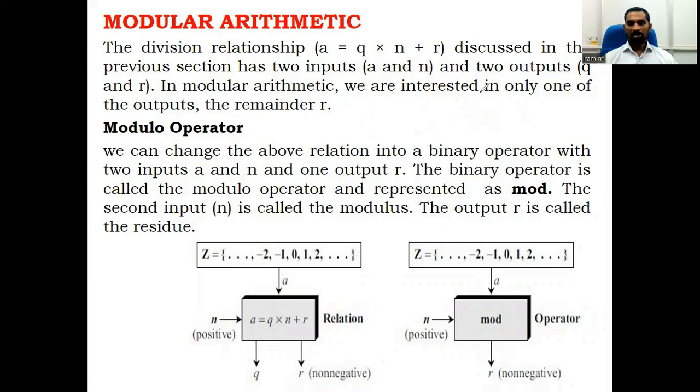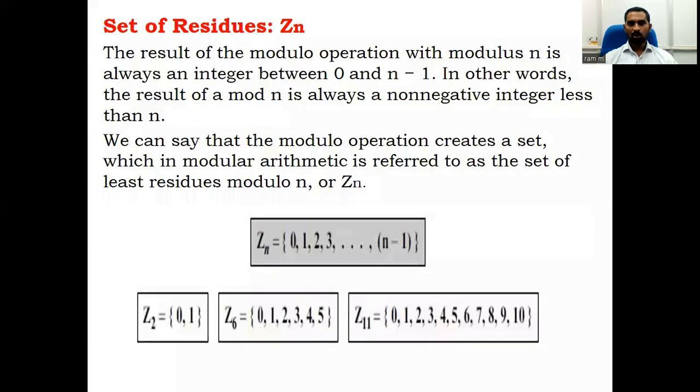Next we'll see the set of residues, and we are going to represent it by using Zn. Generally, Z is the set of integers; similarly we represent the set of residues as Zn. Now, what is this concept of the set of residues? If you consider finding the mod value with respect to n, what are the possible residues we have?